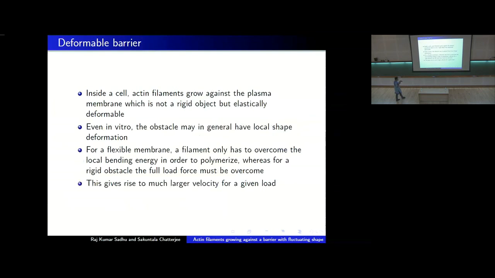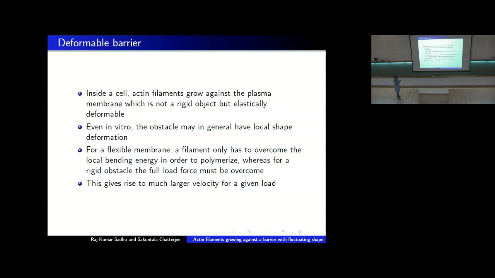Now, inside a cell, when actin filaments grow, they push against the plasma membrane. And this plasma membrane is not a rigid object, but it is elastically deformable. Even in vitro, when it's not a cell membrane, but some obstacle, that obstacle can in general have some shape deformation. And this could be crucial because if the barrier is flexible, then it is possible that the filament can polymerize just by causing a local distortion.